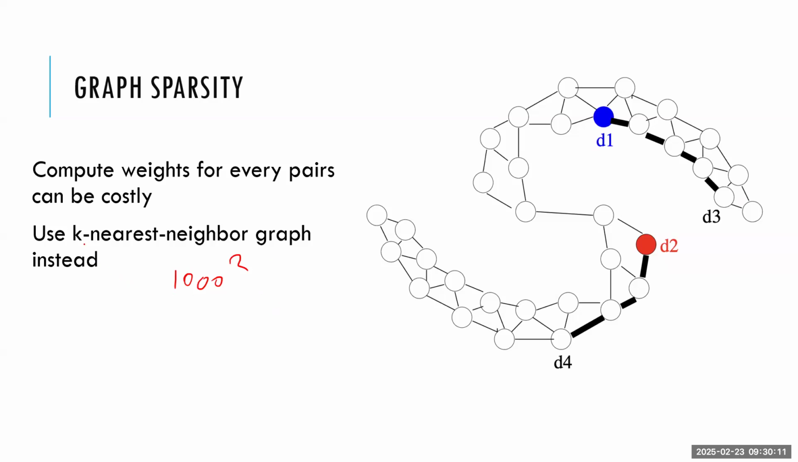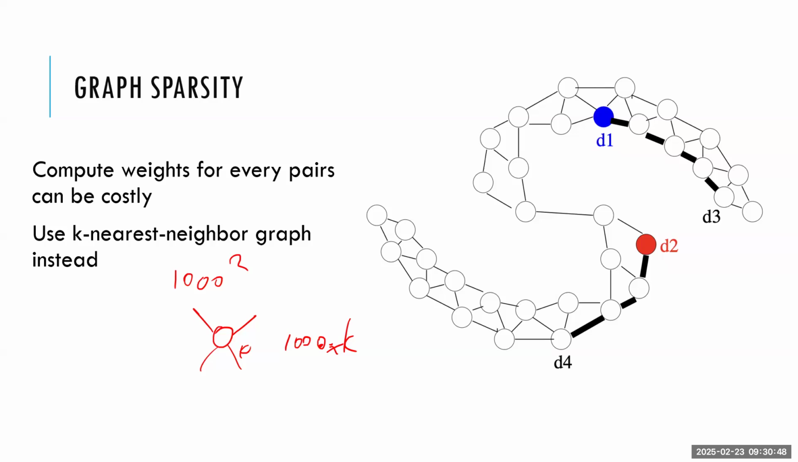So therefore, you use the k nearest neighbor. One point will have an edge into k neighbors, right? So instead of all pairs, you would have 1,000 times k. Like if you pick k to be 5, then you will have 5,000 edges. And this will help with the computational cost.